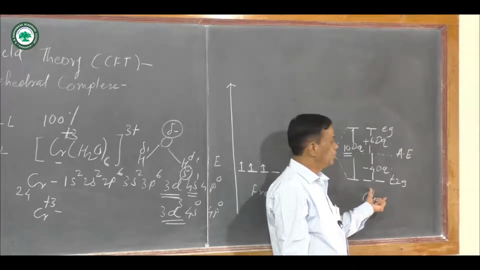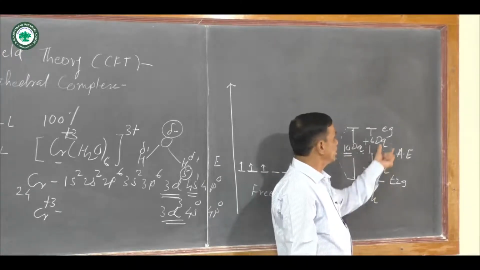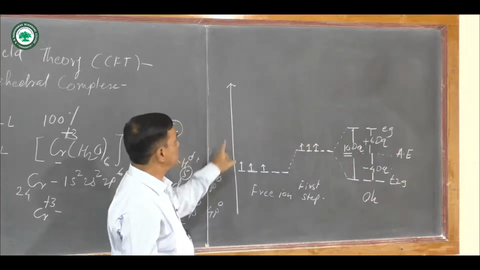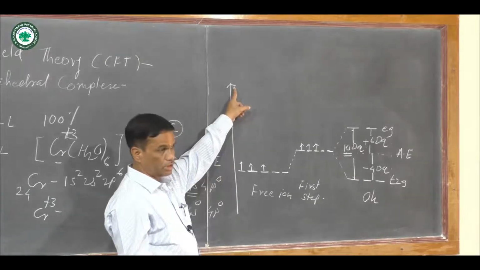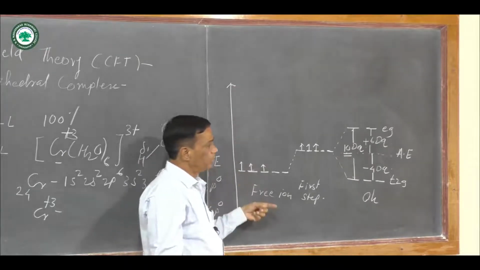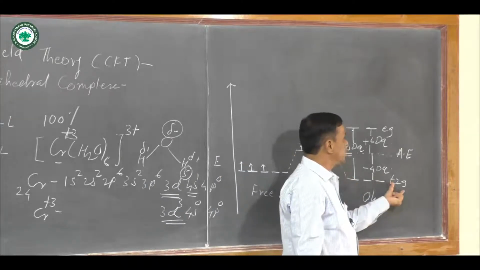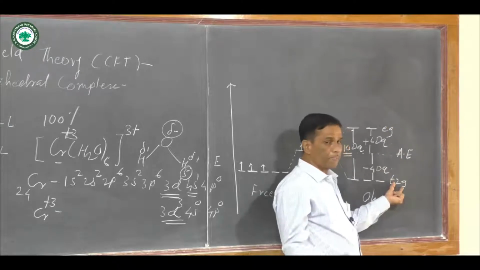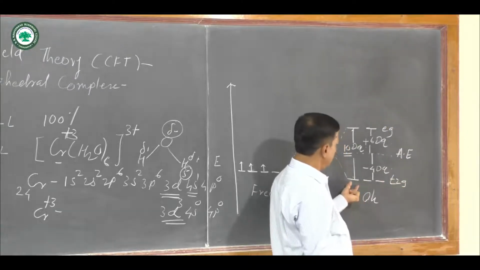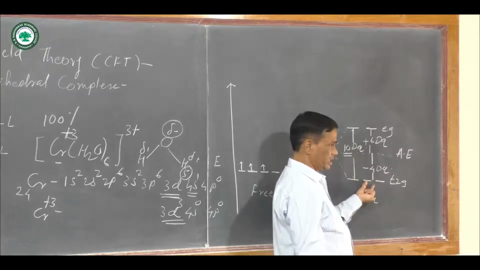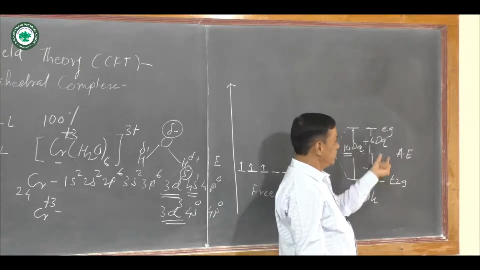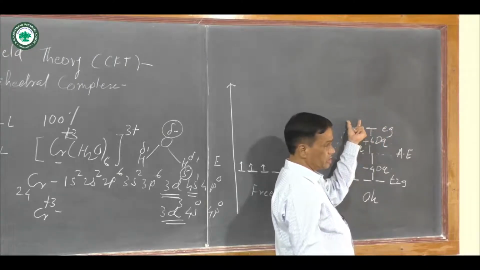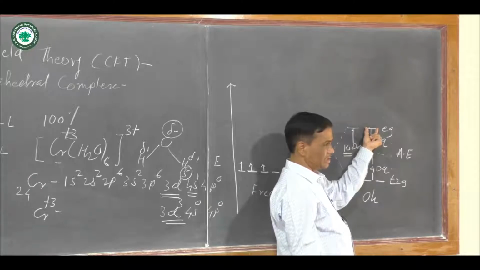In the second step, T2g has lower energy as compared to the Eg orbitals, because energy increases in this direction. What are the T2g orbitals? There are 3 T2g orbitals: one is dxy, second is dxz, and third is dyz. What are the Eg orbitals? There are 2 Eg orbitals: one is dx square minus y square, and second is dz square.